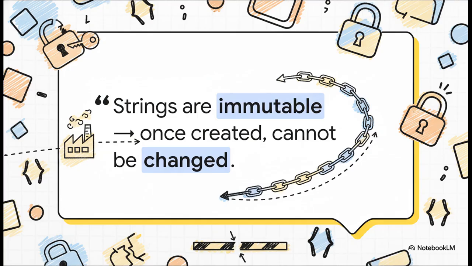Now for one of the golden rules about strings in Java. You have to remember this one. They are immutable. It's a fancy word, but all it means is that once a string is created, it can never be changed. This is actually a massive feature for writing safe and predictable code. It means if you have a piece of text, like a password or a configuration setting, you can be 100% sure it won't be accidentally modified somewhere else in your program.